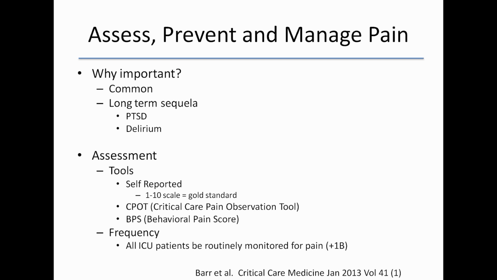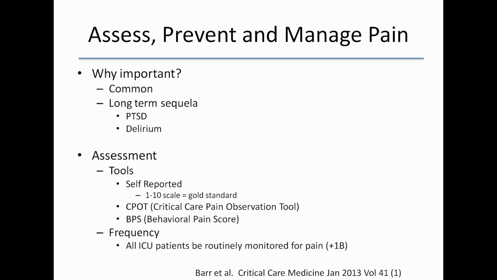Assessing pain can be challenging, but if you're going to minimize pain and be able to treat it effectively, you have to be assessing it. The gold standard tool is the patient's self-reported assessment of pain. This is usually on a 1 to 10 scale. For many of our patients who are on mechanical ventilation, this is not possible. So there are 2 other recommended scales that can be used in the ICU.